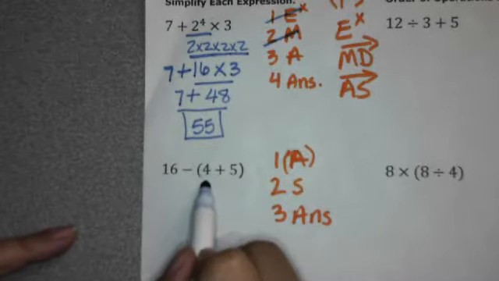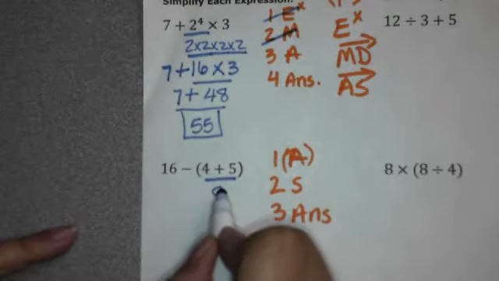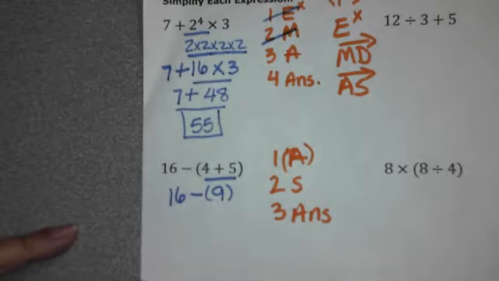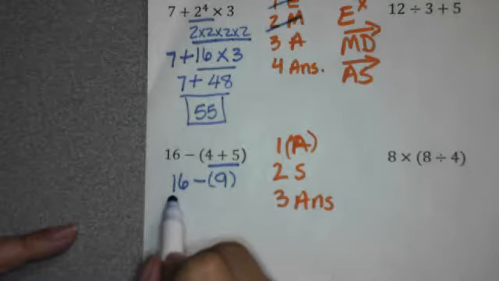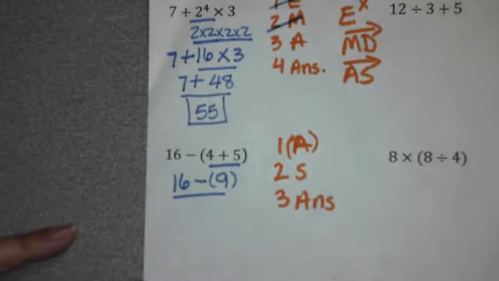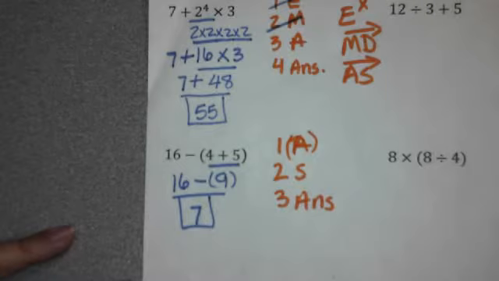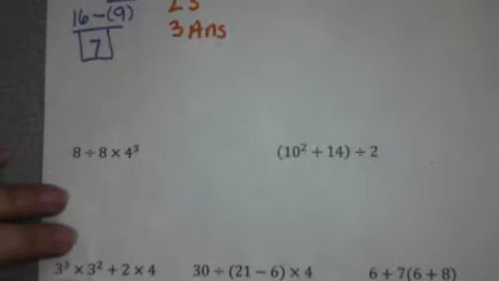Here we go. So work in the parentheses first, and it's addition, so 4 plus 5 is 9. Rewrite. So you have 16 minus 9, and 16 minus 9 is 7. So your answer is 7. Pretty easy, huh?